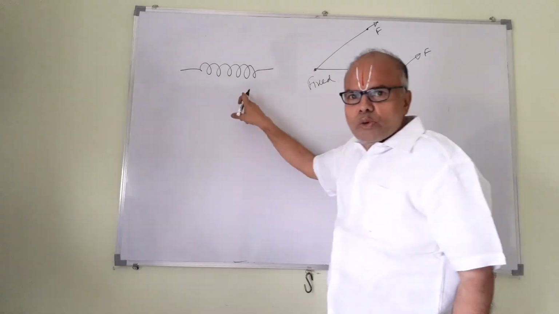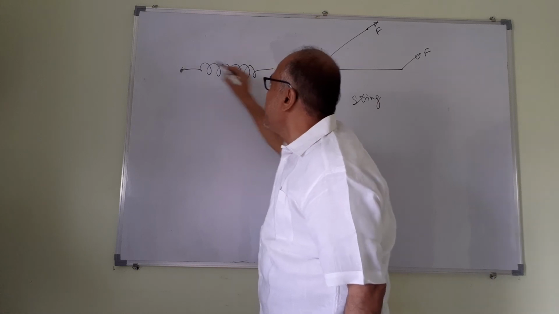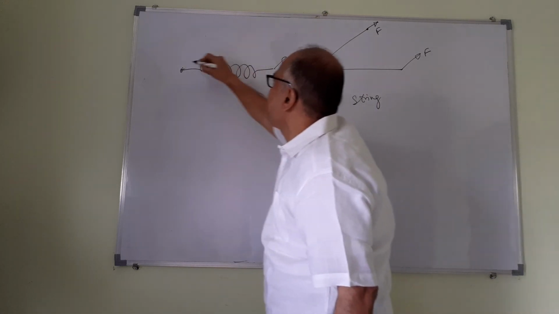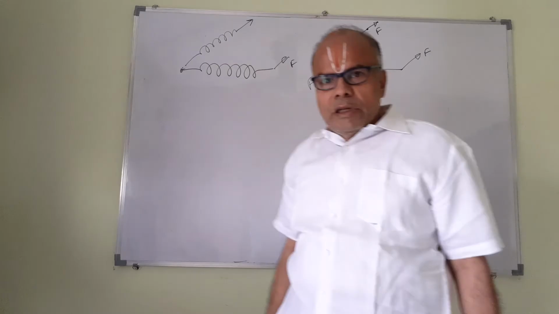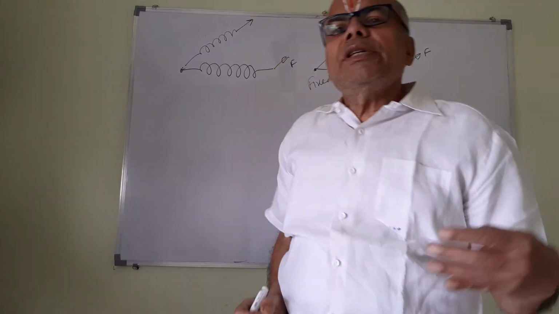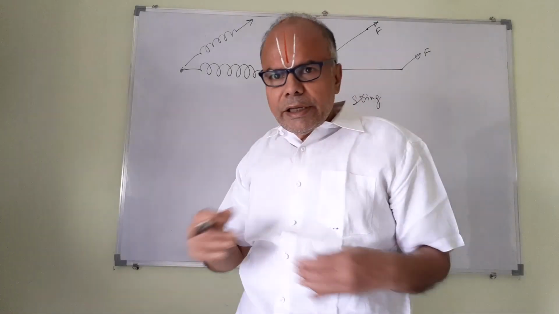Same in the spring also. If you fix a spring at one end and apply a force here, the spring would become like this. That is, both these can transmit a force only along their lengths.